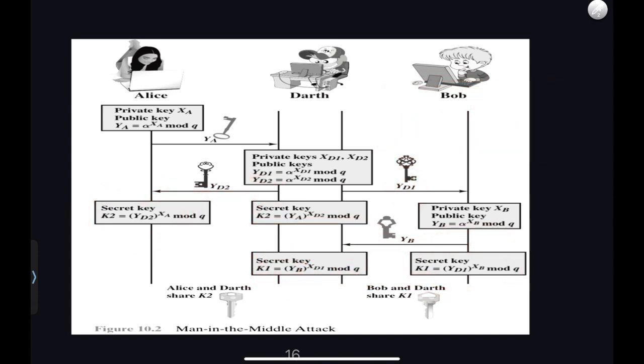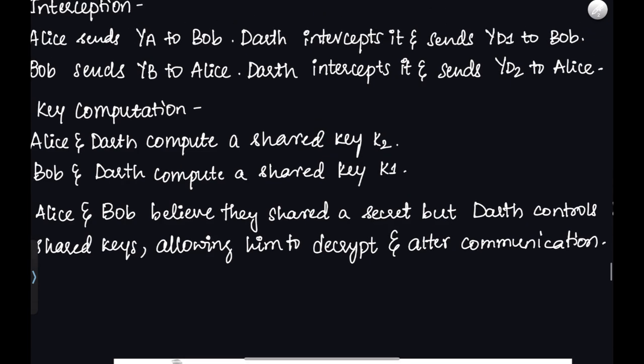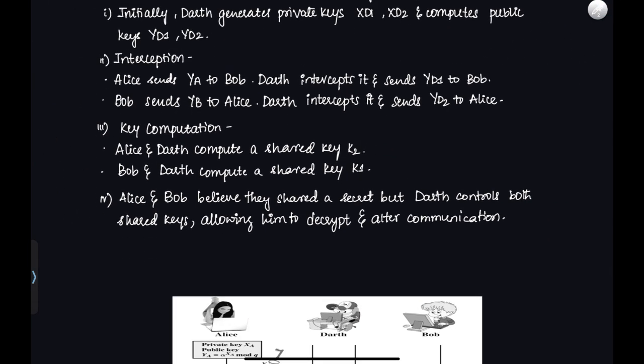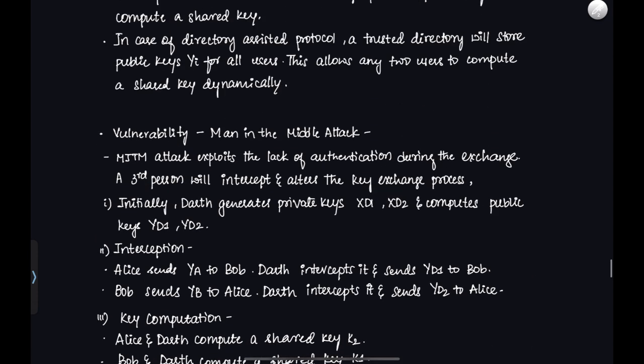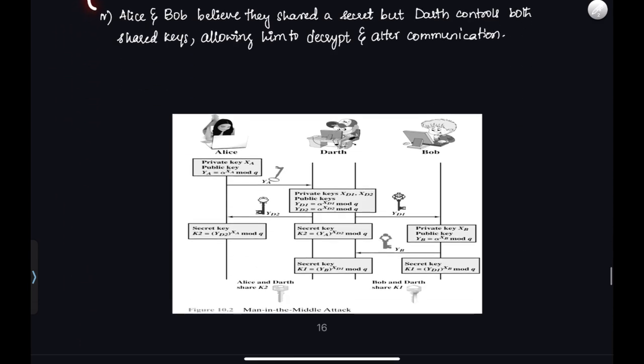Here we can see that the man in the middle, Dart, will share a key such that Alice and Dart will share a common key K2, and on the other side Bob and Dart will share a common key K1. So the messages between Alice and Bob are decrypted, altered, or eavesdropped by Dart always. That's how man in the middle actually works. So we have written down all the points here. Alice and Bob will believe that they shared a secret key, but Dart controls both the secret keys, allowing him to decrypt and alter the communication. This is what I've written down here, how the steps actually work.